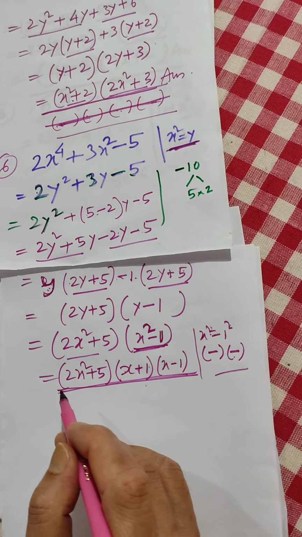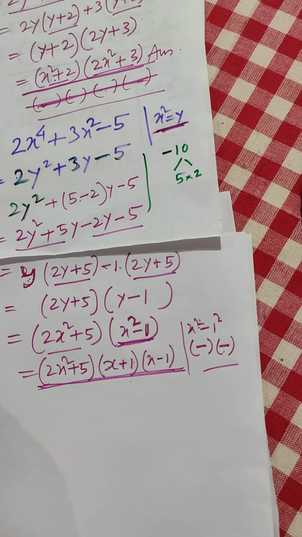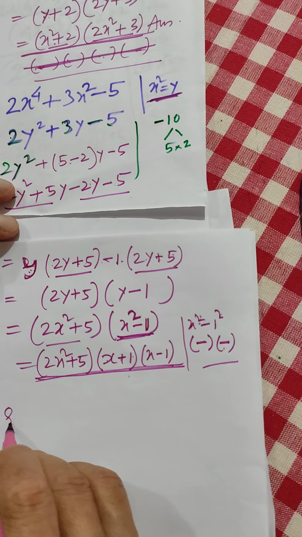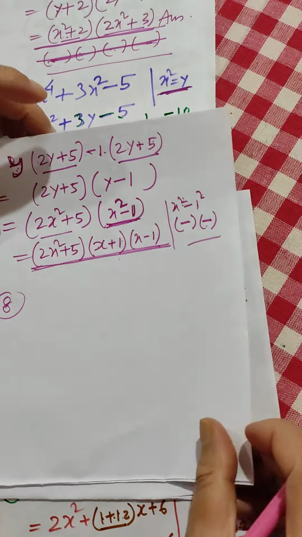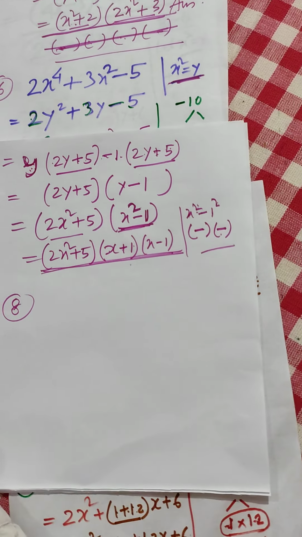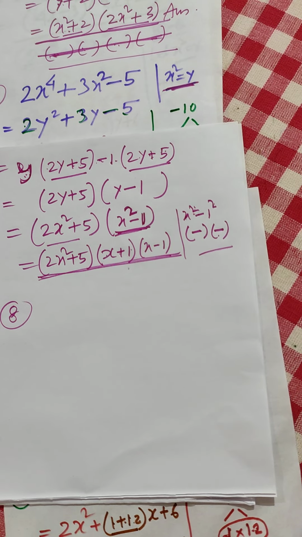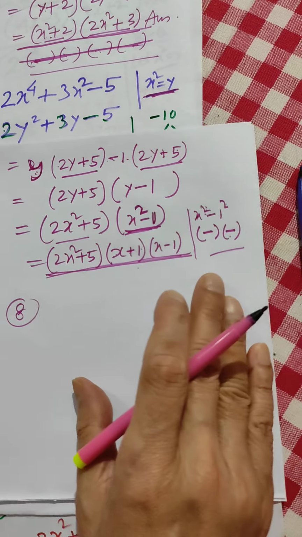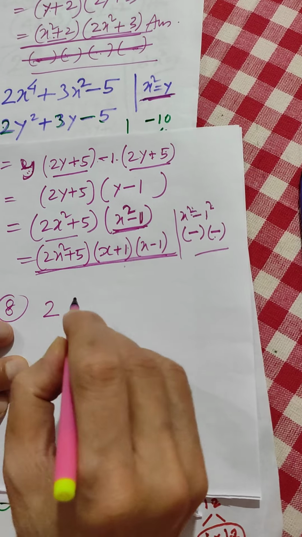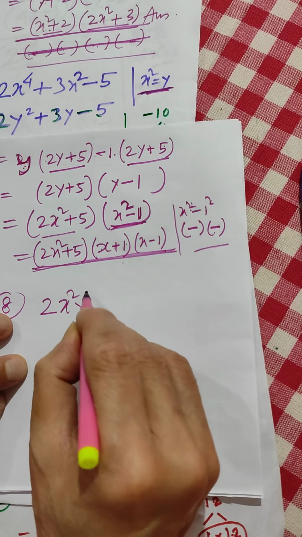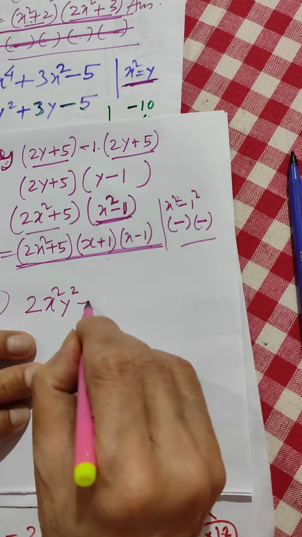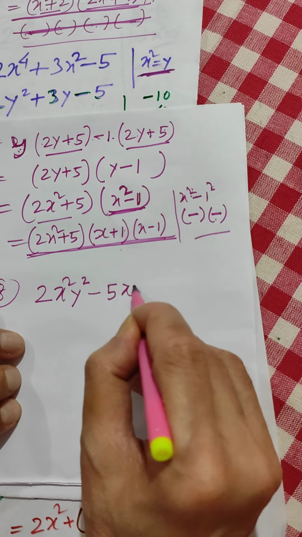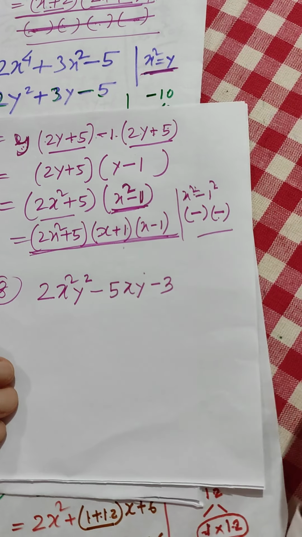All right. Now the last one for today. Suppose this one: 2x square y square minus 5xy minus 3. All right. Okay.